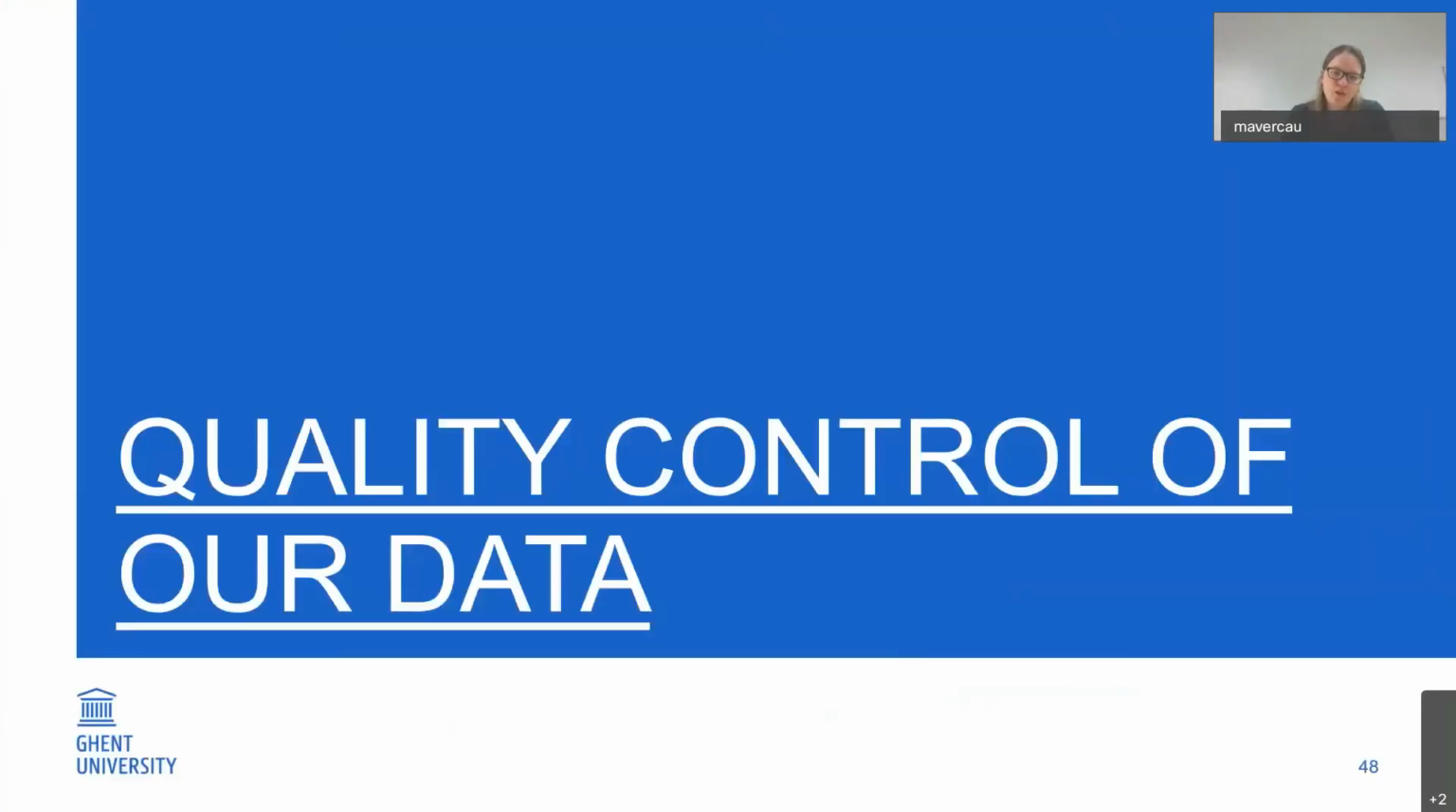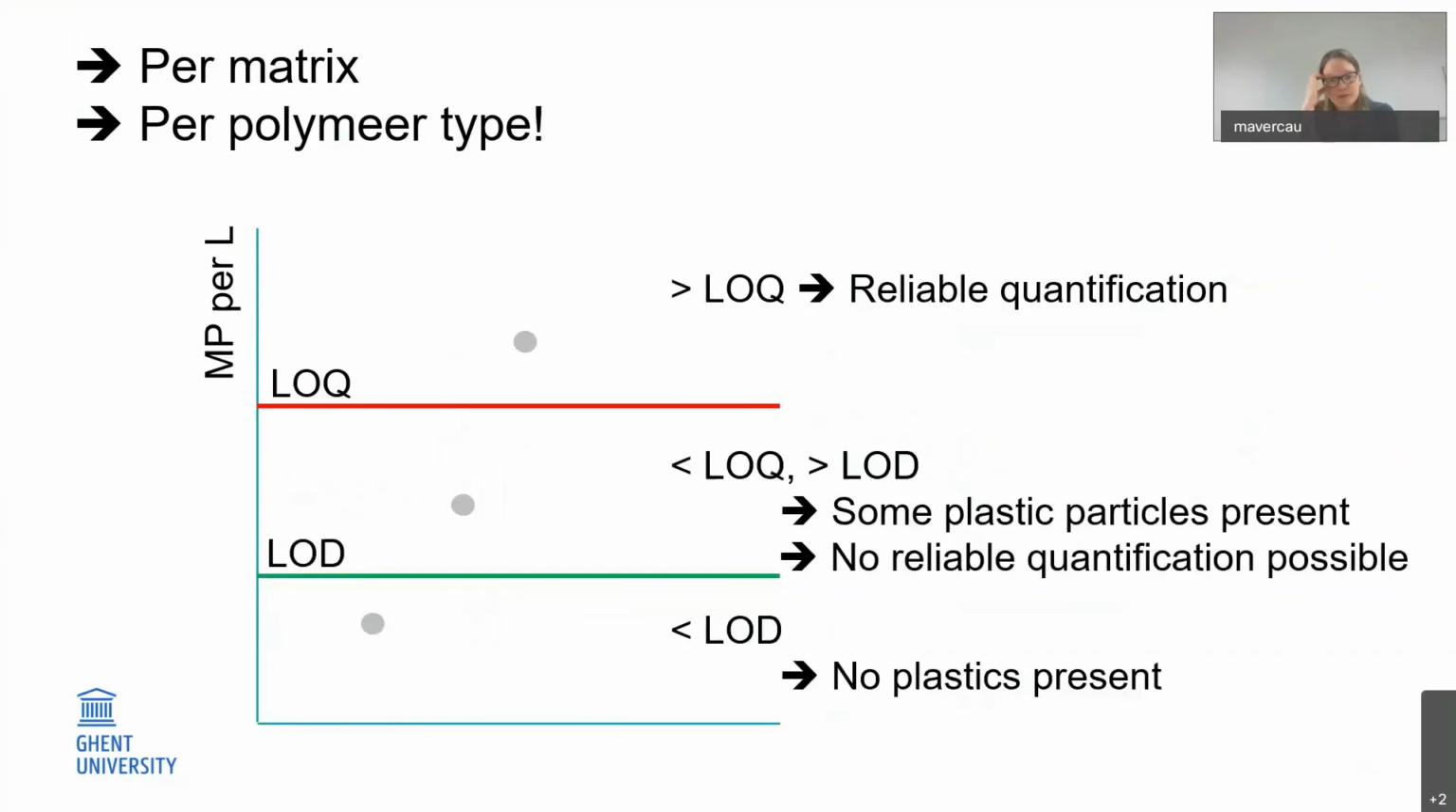So I mentioned also quality control of the data, and I want to present how we deal with the quality control of our data. So what we do is we calculate for each of the matrices, let's say drinking water, an LOD and LOQ, so limit of detection and limit of quantification, for each of the matrices we use, and for each polymer type. So each polymer type and each matrix will get one LOD and LOQ value.